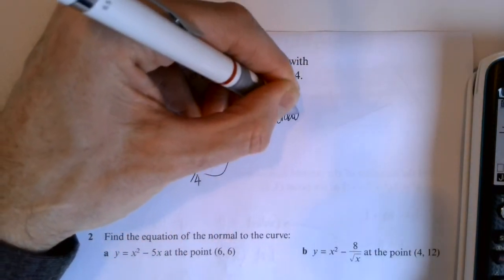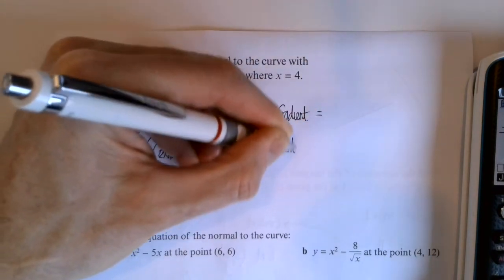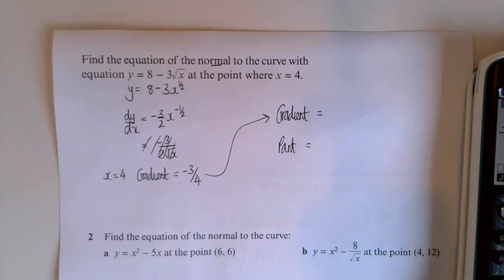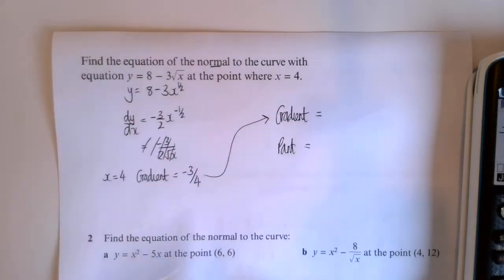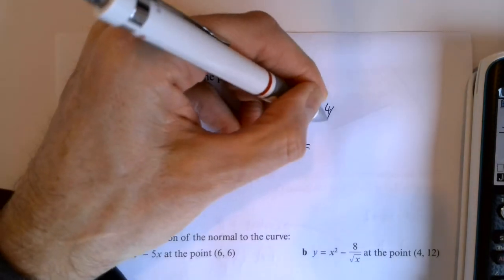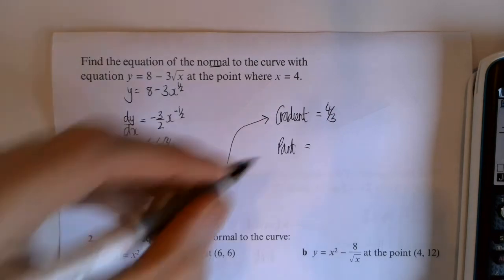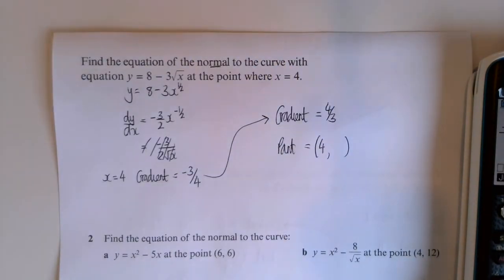So, this time we need to be careful at this point, don't we? Because we're being asked in this question to work out the equation of the normal to the curve. This is the gradient of the curve, so that would be the gradient of a tangent. So this plus 4 over 3.